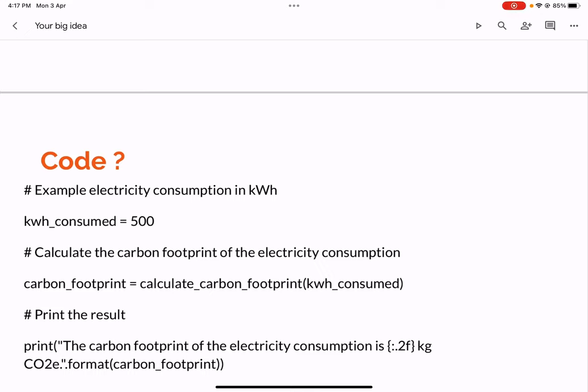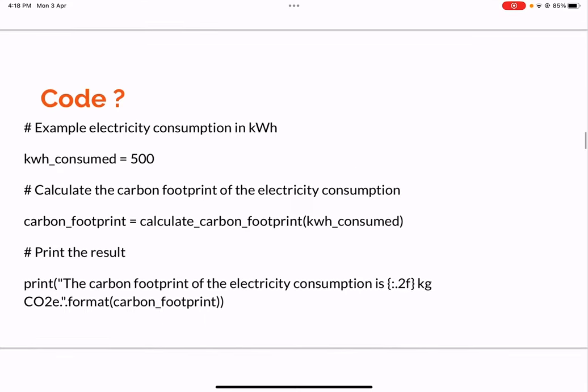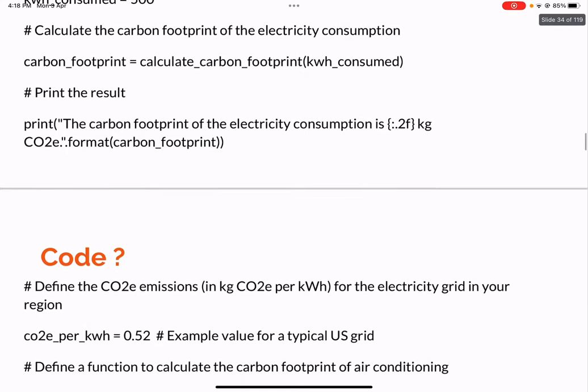Now one might ask that this is too general because you are getting aggregate data from the electricity bill. If you want to find the carbon footprint of a particular product, let us say I have an air conditioner and I want to write a code for the air conditioner's carbon footprint, how do I do that? That can also be done, as you see over here.